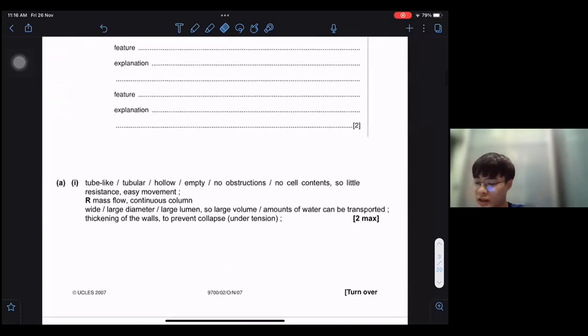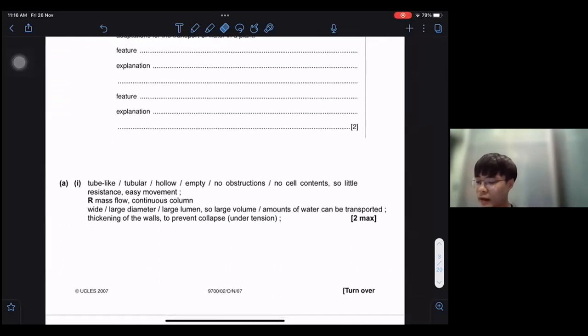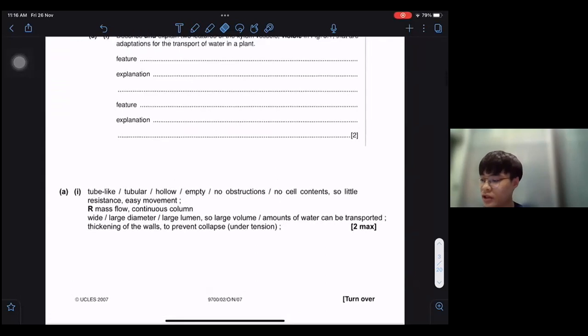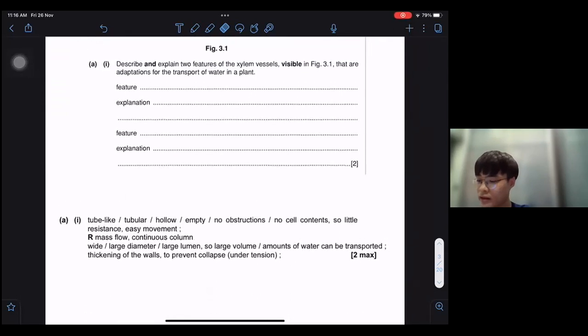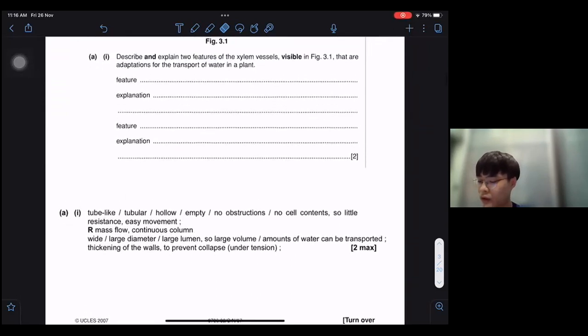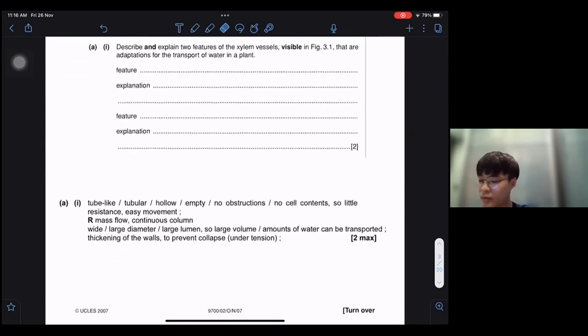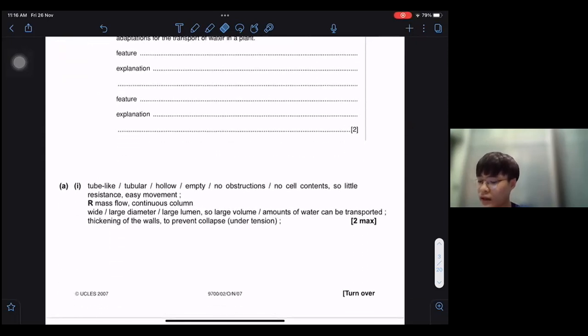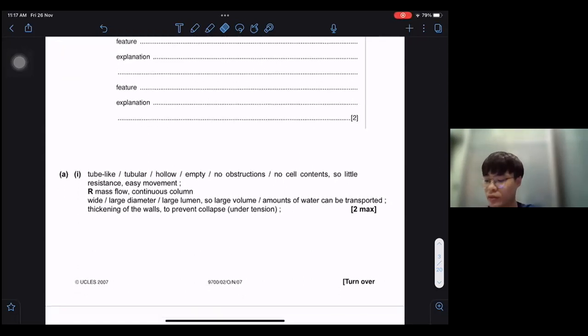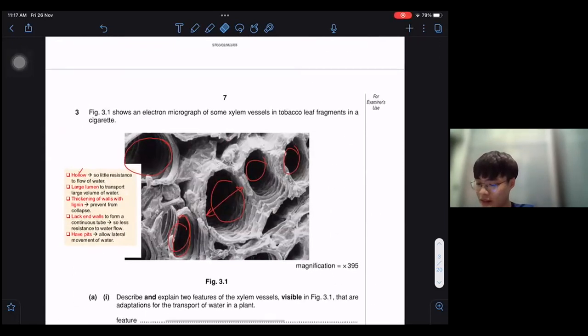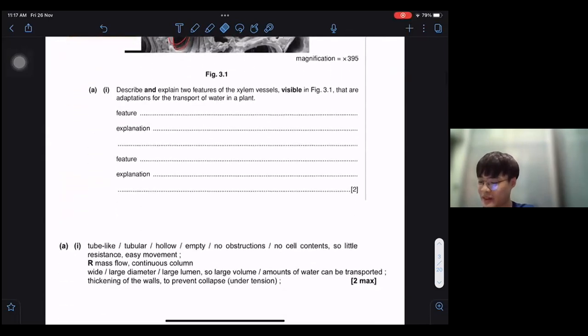The mark scheme states that it's tube-like, tubular, hollow, empty, or no obstruction and no cells contained, so the explanation is little resistance and easy movement of water. And this will reject mass flow and continuous column, as I mentioned just now. Another feature is wide, large diameter, or large lumen, and the explanation is that a large volume or large amount of water can be transported. Oh, sorry, just now the thickening of the wall with lignin is also accepted. Sorry.